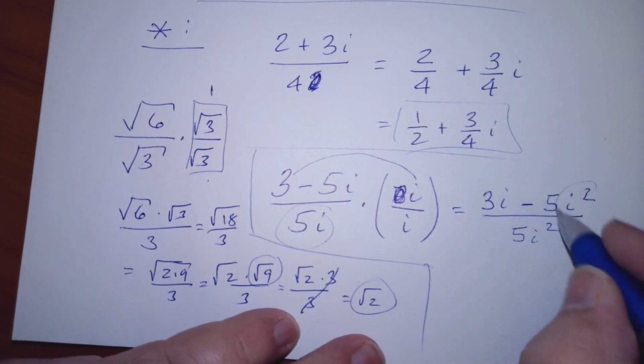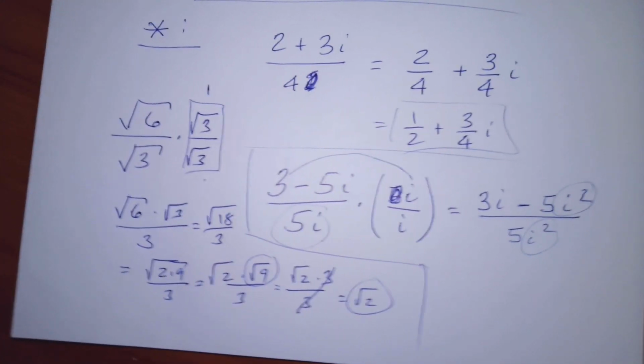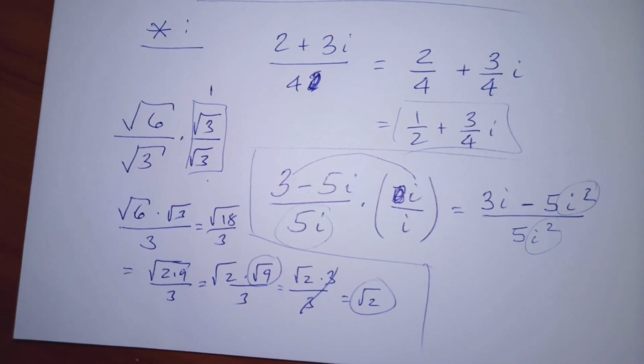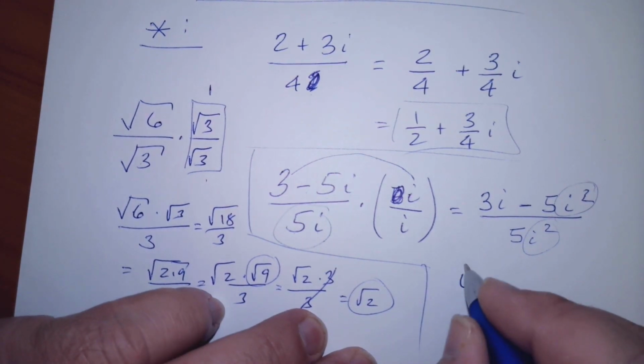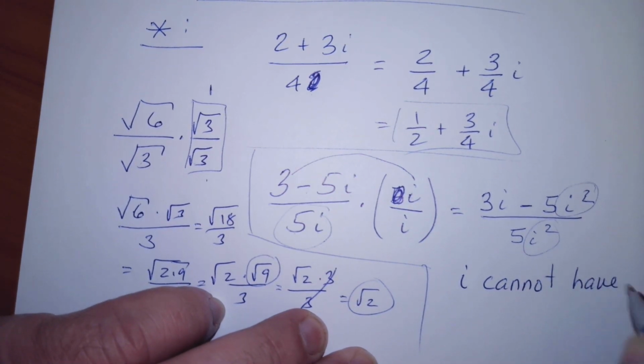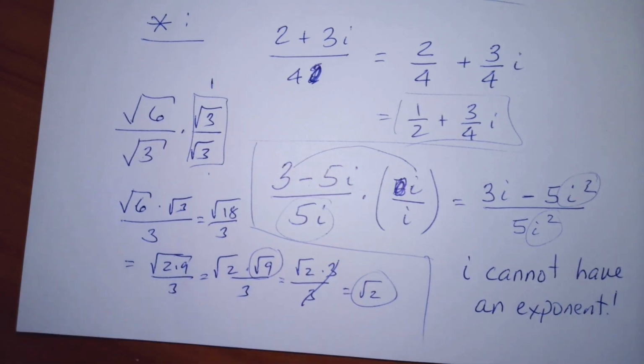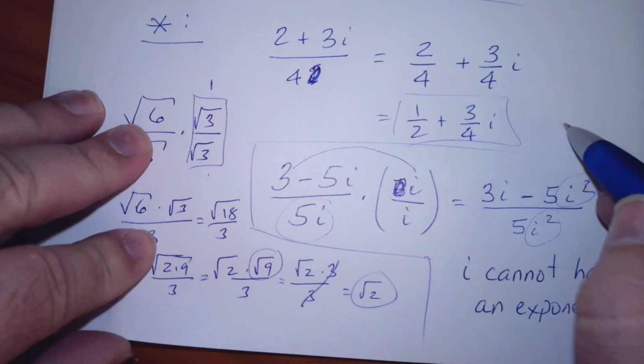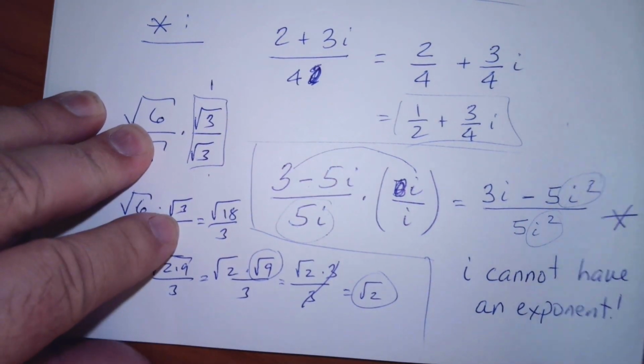All right. Those you cannot cancel. The thing about imaginary numbers, I cannot have an exponent. So we have to do something about this. We cannot have an exponent on i. Let's see what to do. We're going to come back to this one in a second.